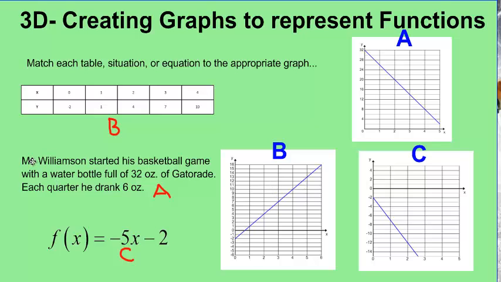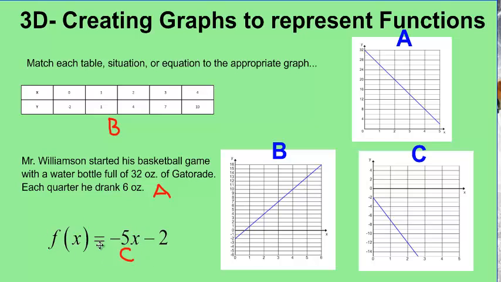In our second situation, it says that Mr. Williamson started his basketball game with a water bottle full of 32 ounces of Gatorade. Each quarter he drank 6 ounces. So we know that it must start at 32 and go down by 6 each time x changes by 1. So we look up at graph A and see that it starts at 32 and goes down by 6 each time you go over by 1.